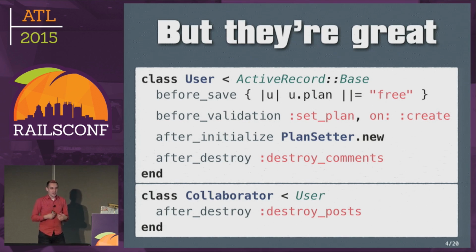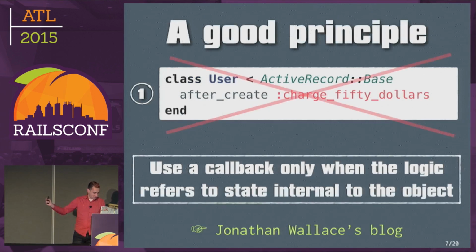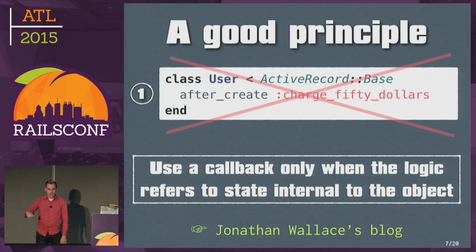Personally, I think this is an issue. I don't know about the Rails guides talking about that, but I know there are many blog posts talking about it. If you Google Jonathan Wallace, he has a blog post called the problem with callbacks. And this is what he says, and I completely agree with that: use a callback only when the logic refers to state internal to the object.